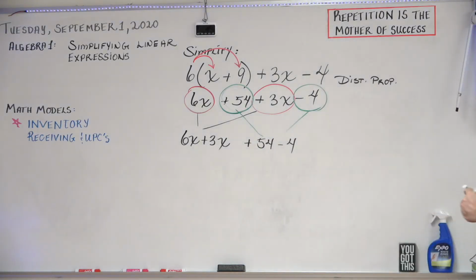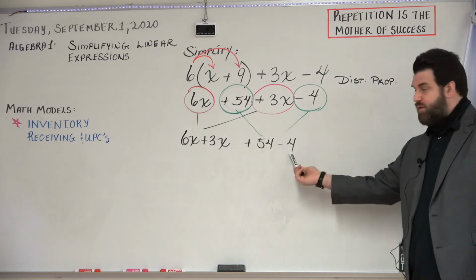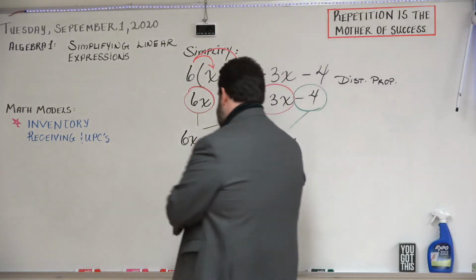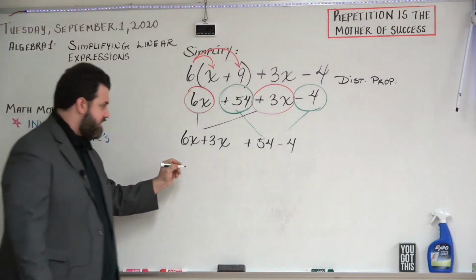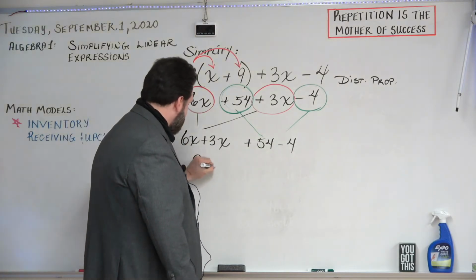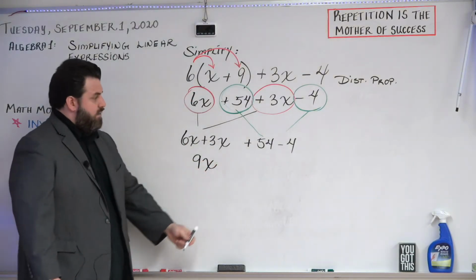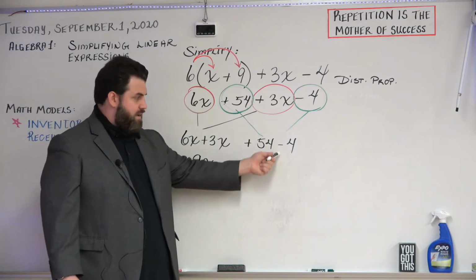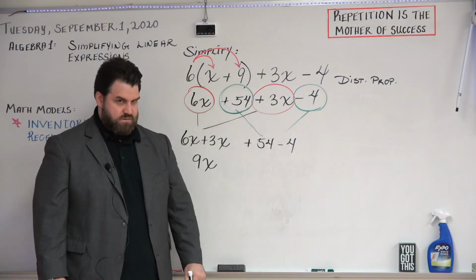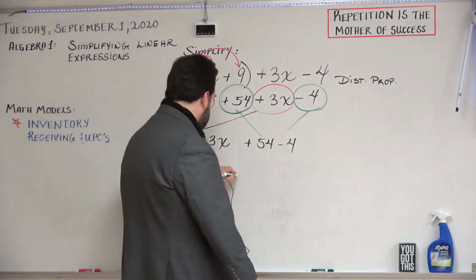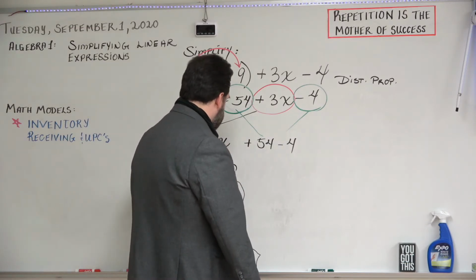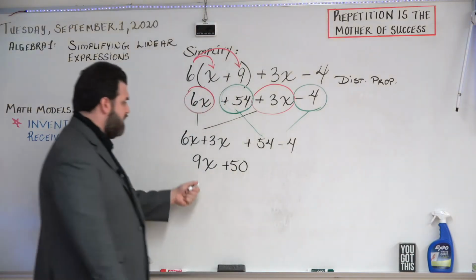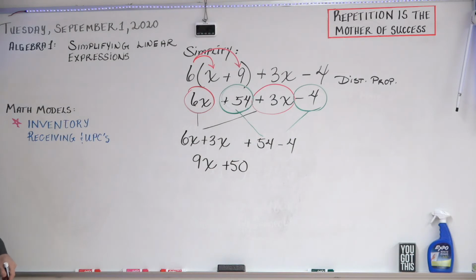All right? So here we just rearrange the terms. Now we're going to do the combination. You told me 6x plus 3x is 9x. Okay, good. What is positive 54 minus 4? 50. So we just put plus 50. That looks right. But we're going to check it, okay?